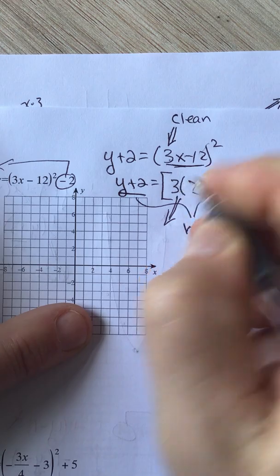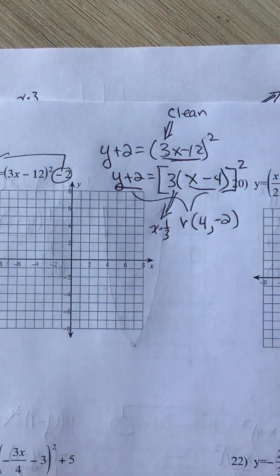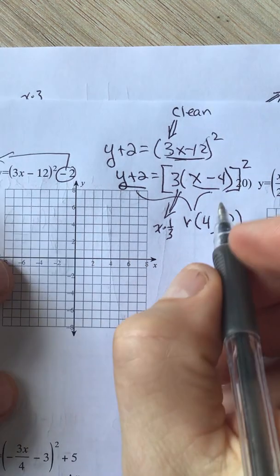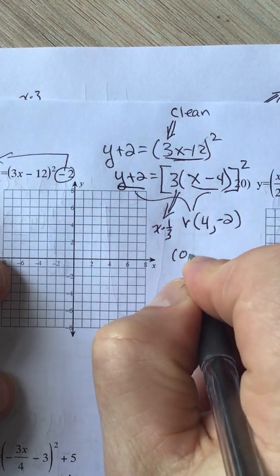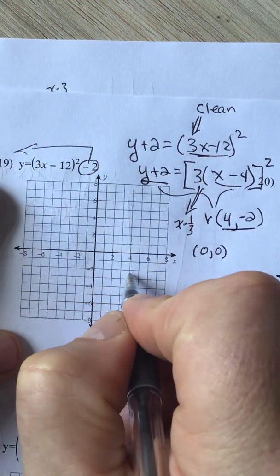This, the inverse of times 3, the x's are a third as wide. So we're going to go sideways only a third of what we normally would. Okay, so the vertex, 0, 0, that's going to be the 4, negative 2. So 4, negative 2.